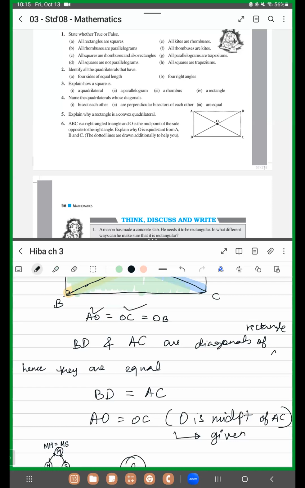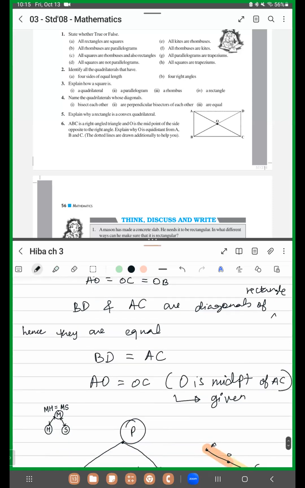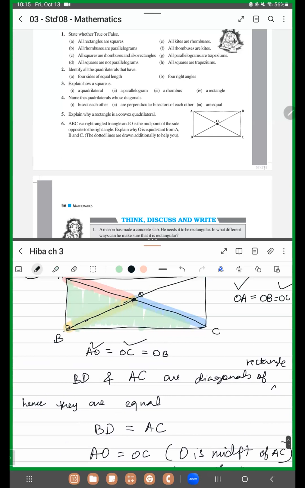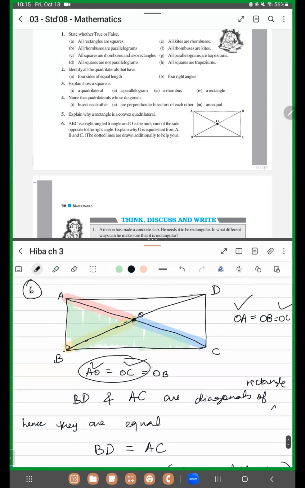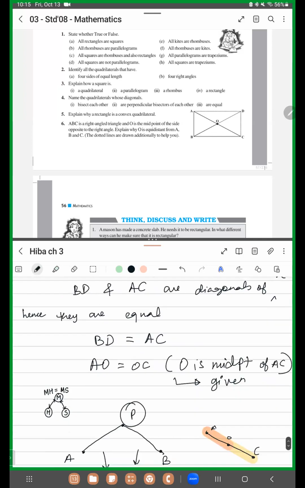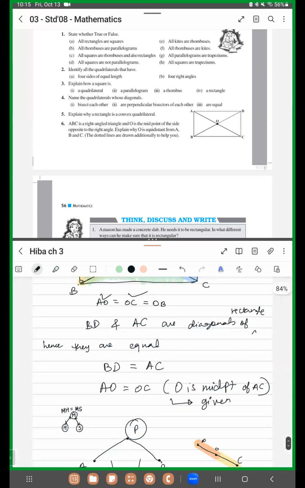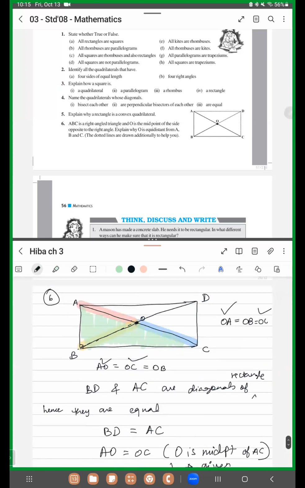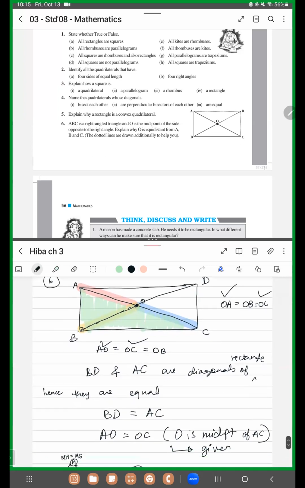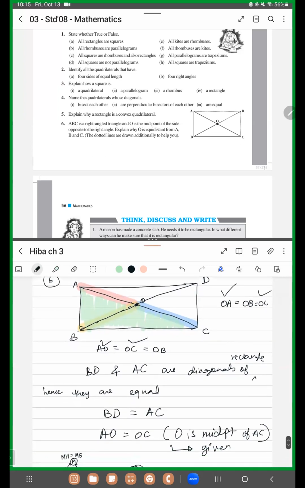Okay. So now we have to show that AO is equal to, meaning we have to show that the rest of them are equal to OB also. Now what we have done here is, we have said that BD and AC are diagonals of the rectangle, and we know that diagonals of a rectangle are equal. So that is why BD is going to be equal to AC.